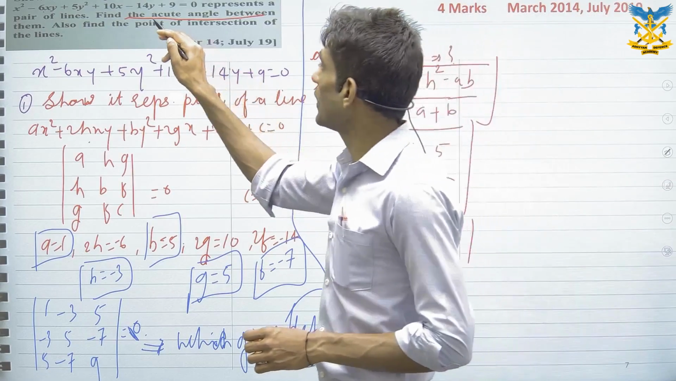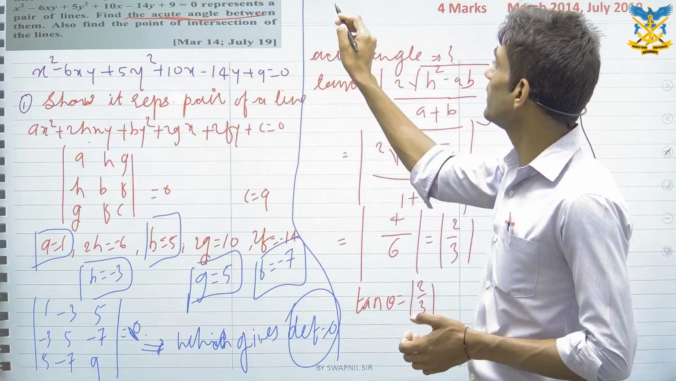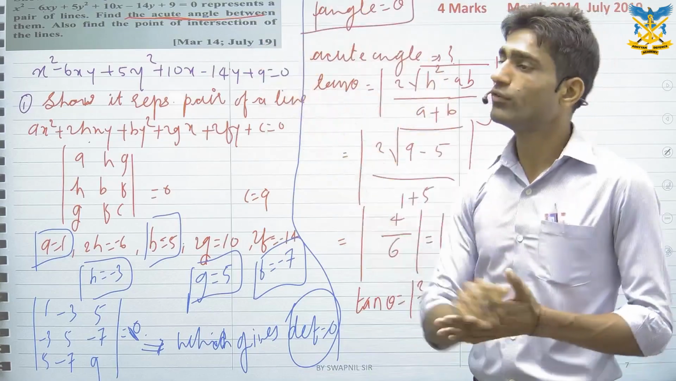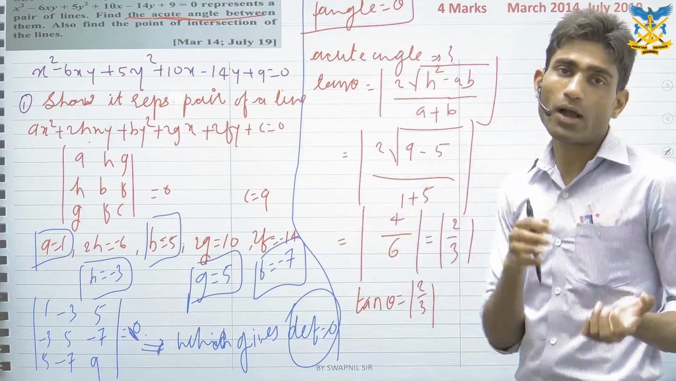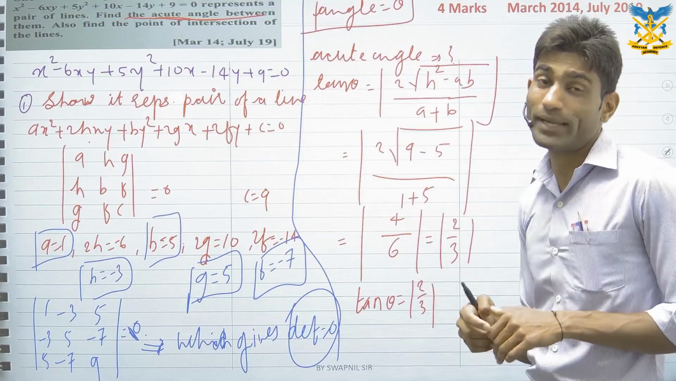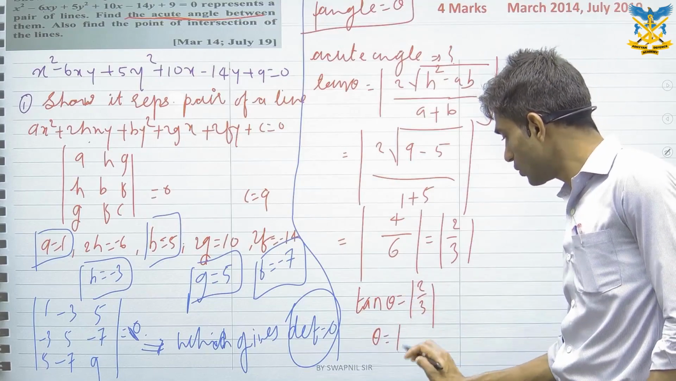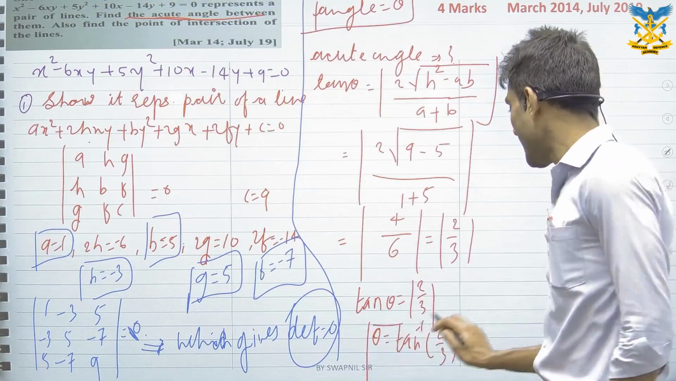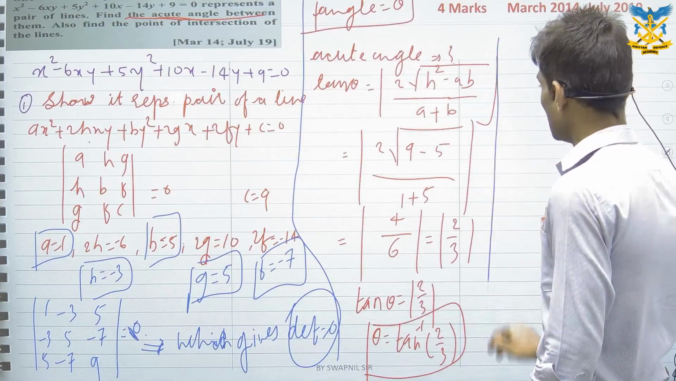But what we want is the acute angle, and the acute angle means we want the value for theta. For finding theta, take the tan to the other side. If we have the image on one side, we'll get the pre-image on the other side, using the domain relation function chapter. So you need to understand these concepts. Theta is equal to tan inverse of 2 divided by 3, which is our required answer for theta. I'm expecting that you all have understood the solution for our second part.